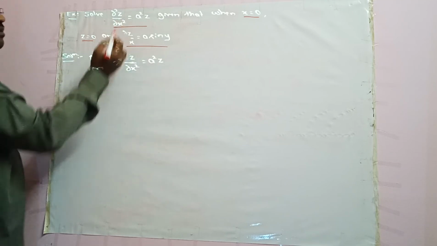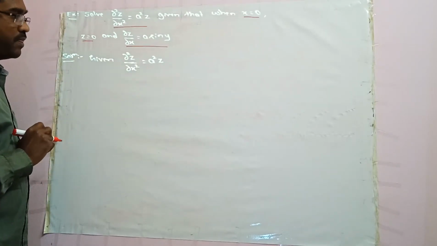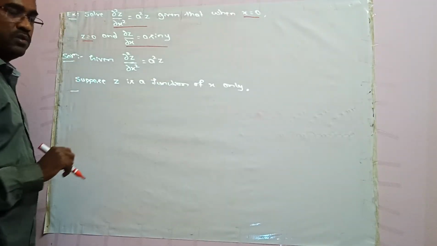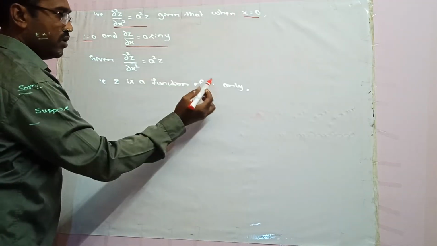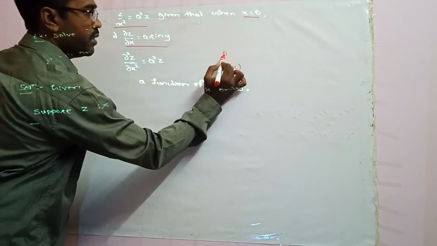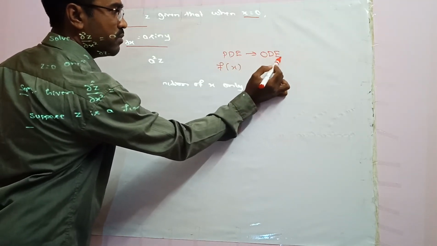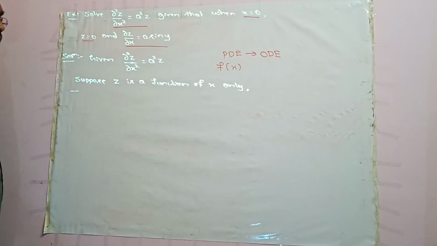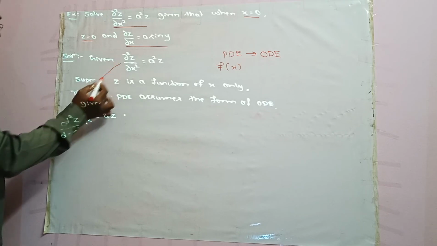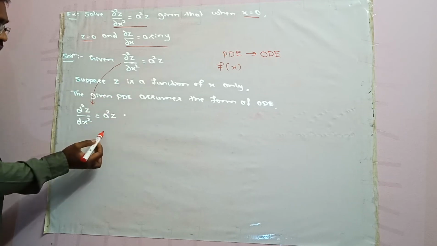So as usual, we suppose z is a function of only x. When you take z as a function of only one variable, your PDE gets converted to an ODE. So instead of ∂, we write d: d²z/dx² is equal to a²z.